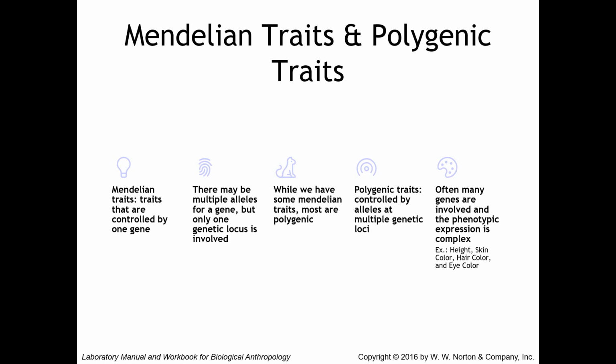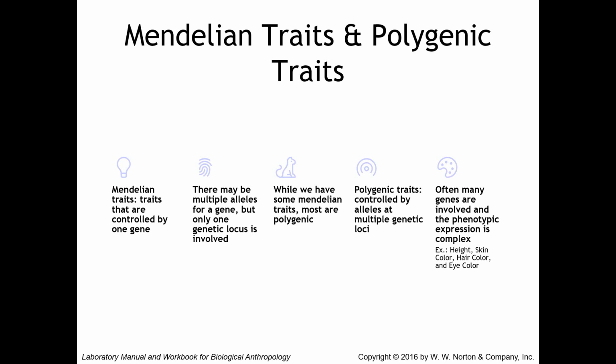Some Mendelian traits in humans are the attachment of the lower earlobe, with unattached dominant, attached being recessive. Hitchhiker's thumb, so not having a hitchhiker's thumb is dominant, having a hitchhiker's thumb is recessive. And then freckles. Freckles on the face are dominant, lack of freckles is recessive. Right? There's more. There's like widow's peak and those kinds of things.